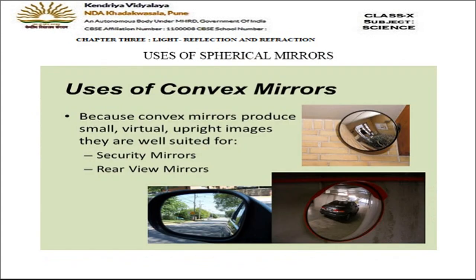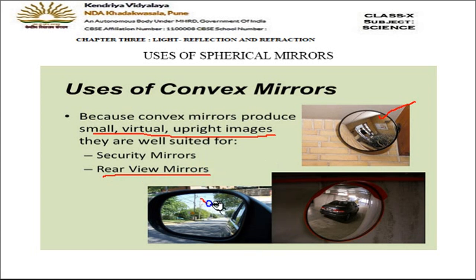Now let's see the uses of convex mirrors. Convex mirrors produce small virtual upright images. Now you have studied, so they are used as security mirrors. You can see the security mirrors on the walls of buildings or on the road, as traffic mirrors also. They all are convex mirrors because they give you small images of the surroundings.